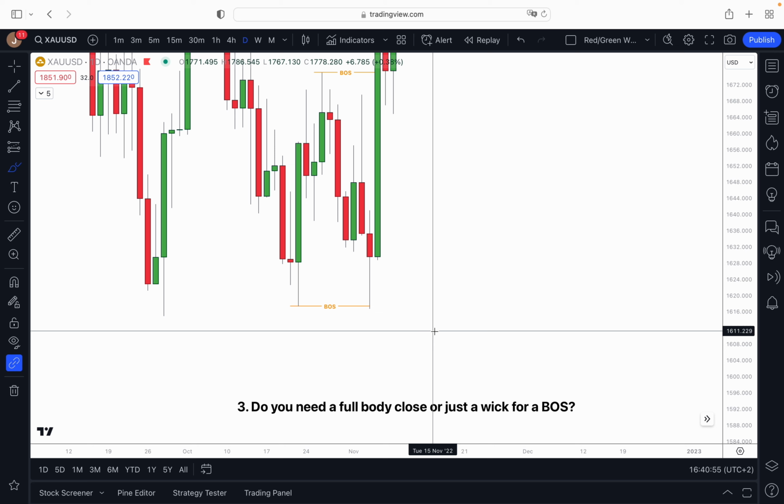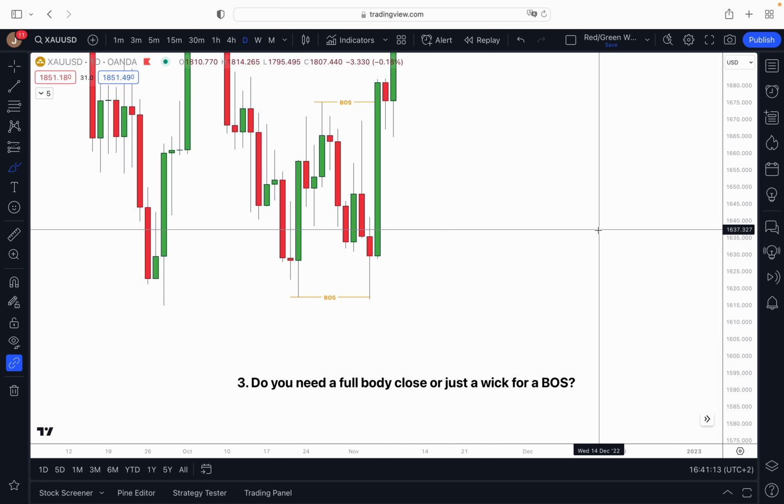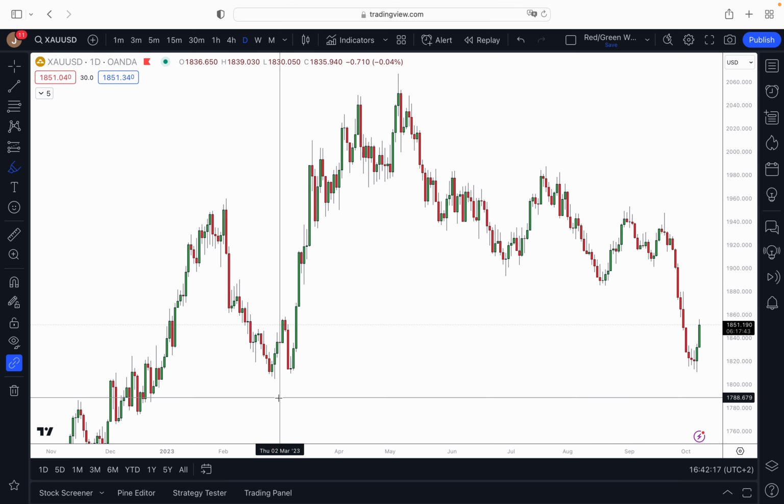It could be a break of structure, but for me I just use full body close, and with full body close you have a higher win rate that it is a valid break of structure. But now I'll show you how to analyze the charts. So now I show you how to analyze the trend market structure in the best way for beginners.